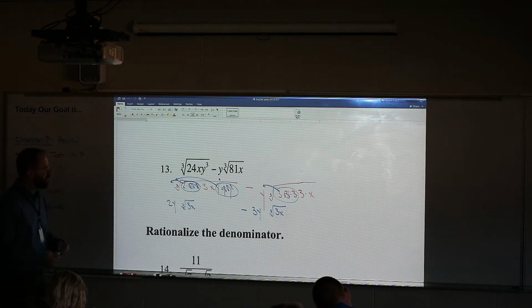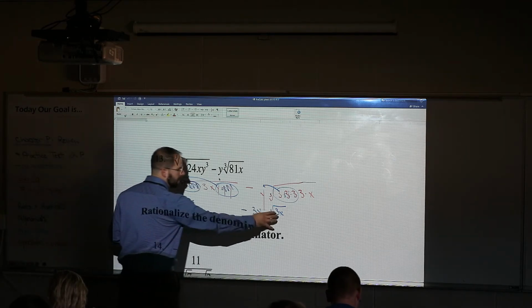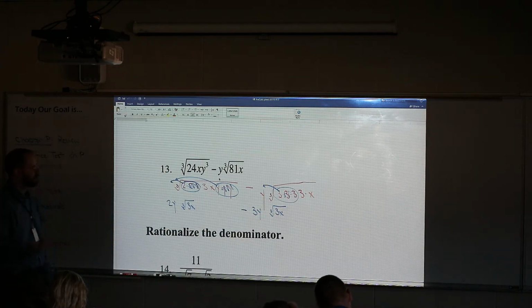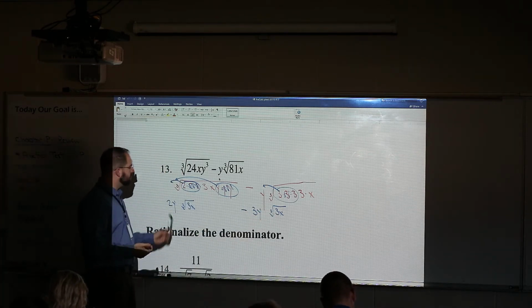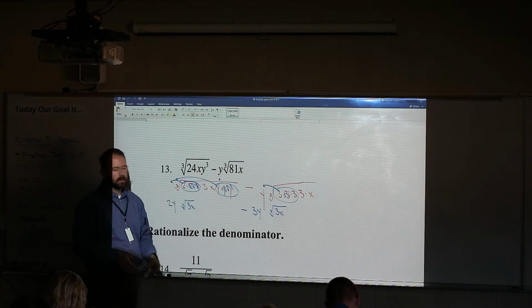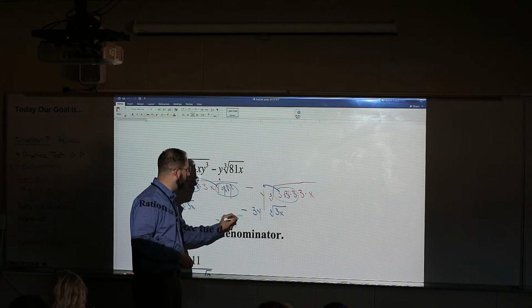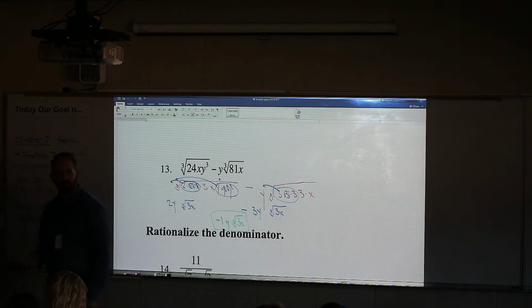At this point, we have to check, are they the exact same root, and do they have the same variables out front? And yes, they do. So now we can actually subtract these. And all you do is you just subtract the leading numbers. What's 2 minus 3? Negative 1, y, cube root, 3x. That's your final answer on this problem. You actually just subtract the front numbers.